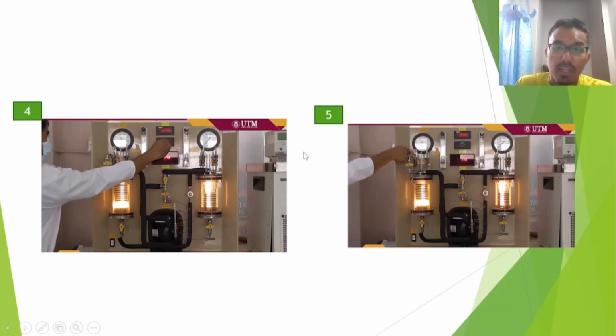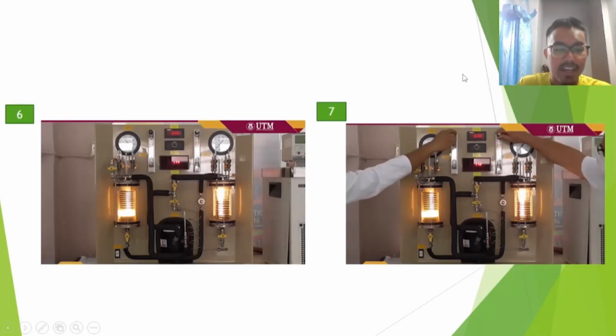Next, the pressures of the condenser and evaporator were taken from their respective gauges, which is here, this one and this one. And next, the temperatures T5 until T7 were recorded manually, where we need to read the temperature from the thermometer at here and at here.